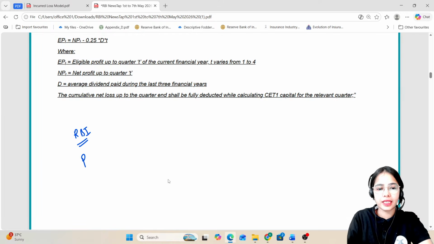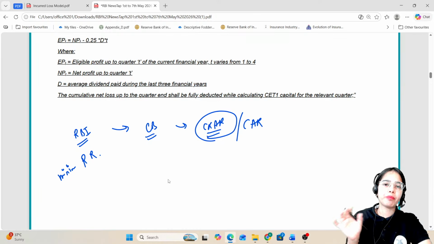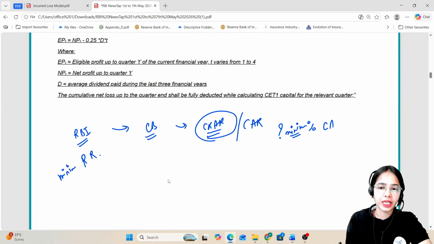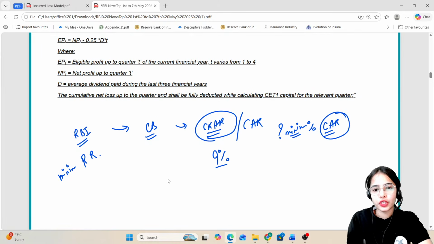The RBI mandates a minimum regulatory requirement that the commercial banks have to maintain, the CRAR, the capital adequacy ratio. What is the minimum percentage of adequate capital that the commercial banks have to maintain? It is 9%. So the CRAR requirement is 9%, out of which there are two kinds of capital.